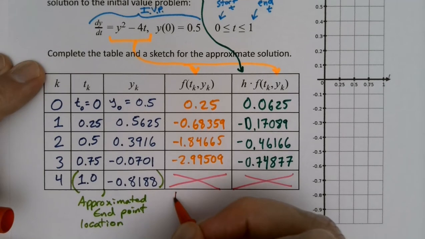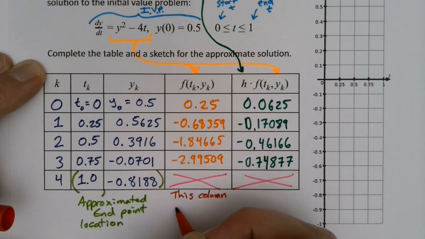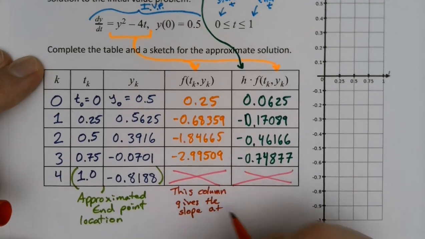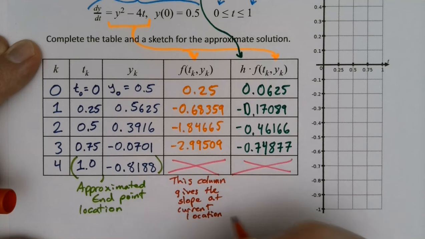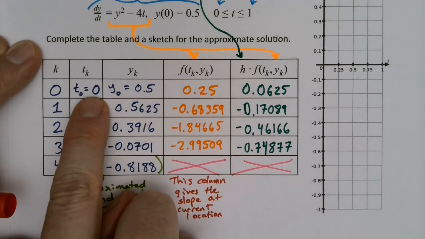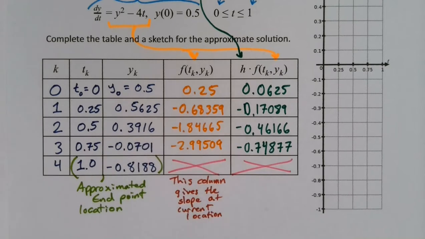This column gives the slope at the current location. Right? So the slope at t equals 0, y equals 0.5 is 0.25, right? So that's the whole purpose of that column right there.